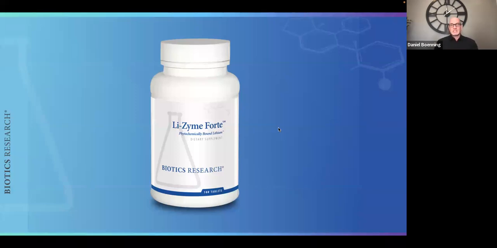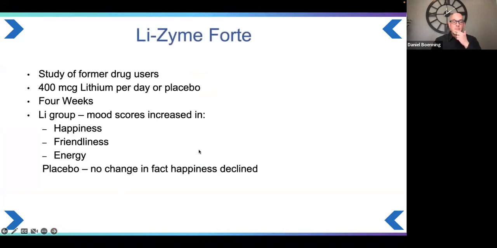If you're looking for more details or anything, I've got a computer full of studies on lithium. So if you look here, here's one of the studies that was done years ago. This was actually out of Texas, a study of former drug users, 400 micrograms of lithium per day versus placebo. In 4 weeks, in the lithium group, mood scores increased in happiness, friendliness, and energy.